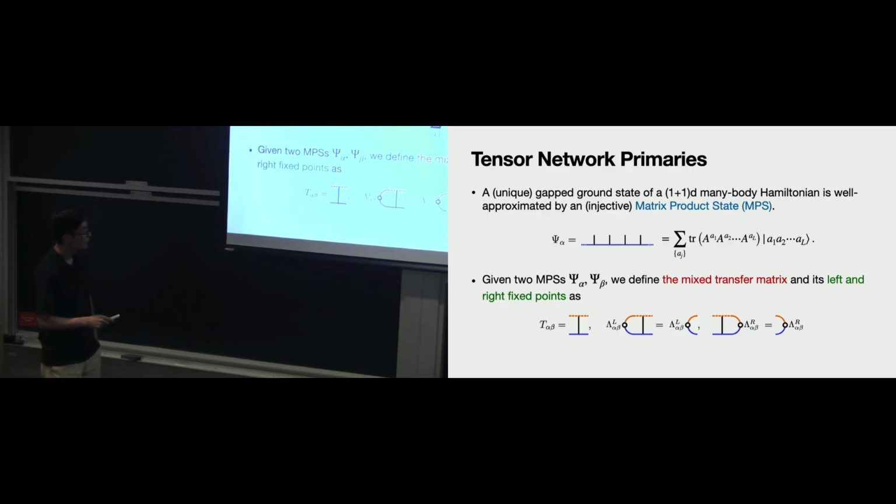And so the action of the mixed transform matrix on, say, lambda left will be graphically drawn like so. Because it's an eigenvector, this action just disappears. And here I'm normalizing the eigenvalue to be 1. And same for lambda right.